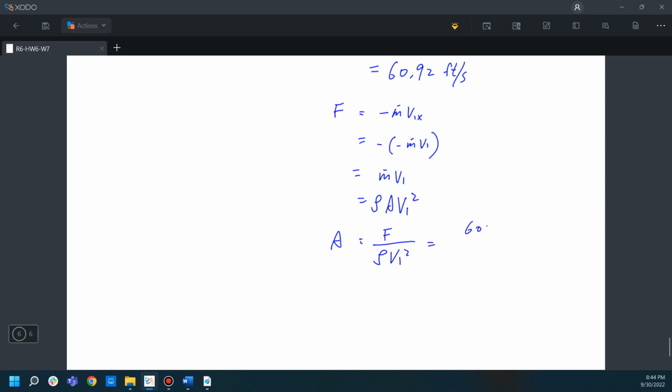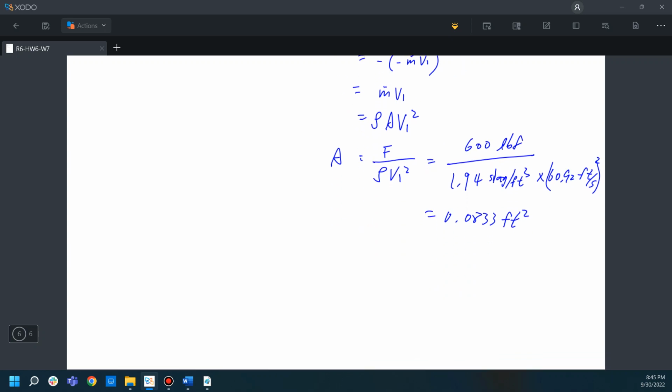This is equal to 600 pound divided by 1.94 slug per cubic feet times 60.92 feet per second squared. This will give you A equal to 0.0833 feet squared.